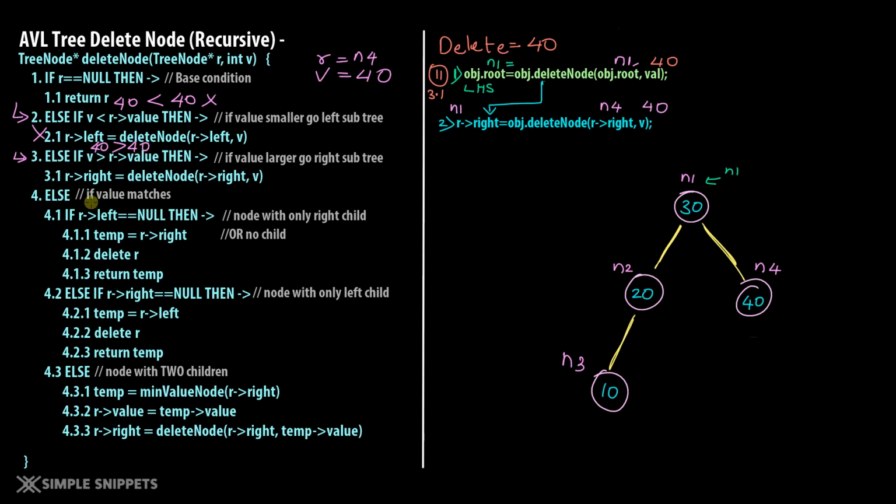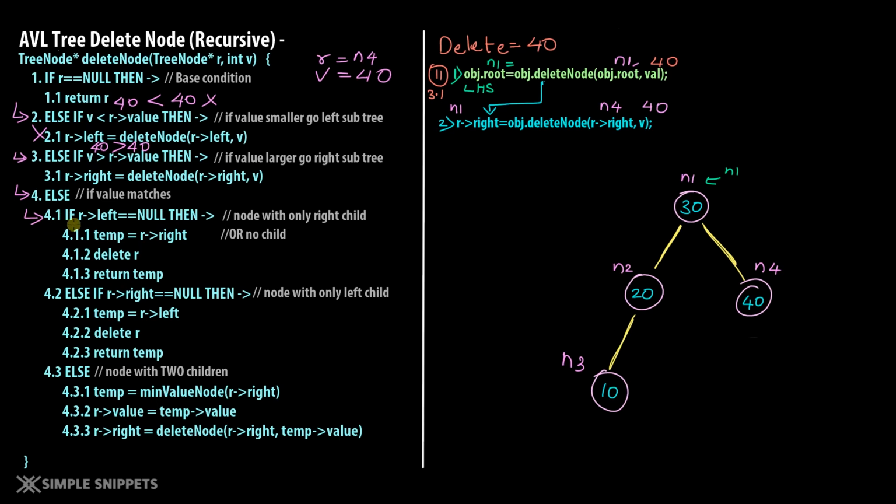Now this means that we've arrived with the matching value. So you can see we have an else, and in comments I've written if value matches. So if the first 3 conditions don't execute, it means that we found the match. And inside that we have to check whether it is a node with only one child or no child. And of course it is node n4. It does not have any children. So inside step number 4, 4.1 only will be executed.